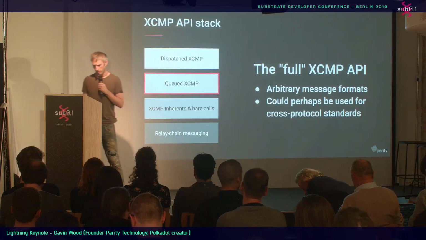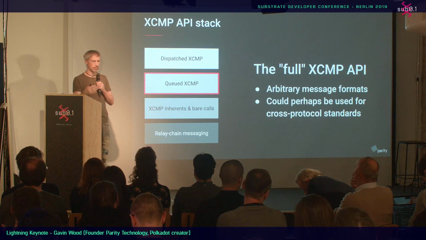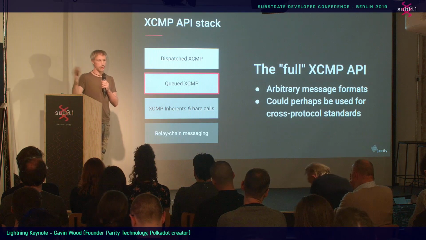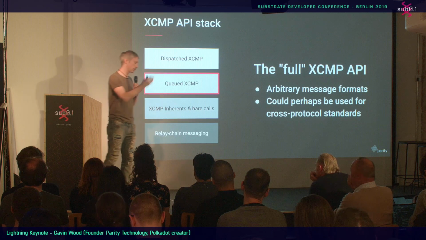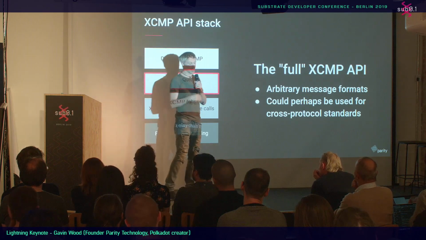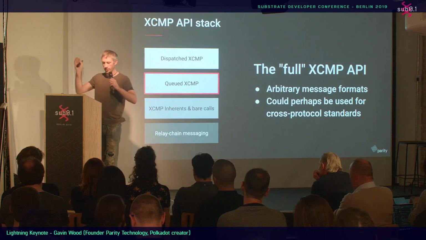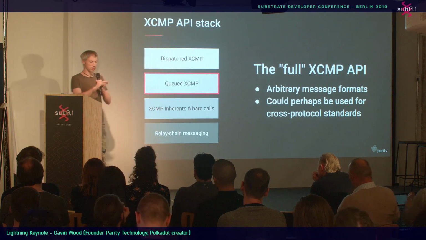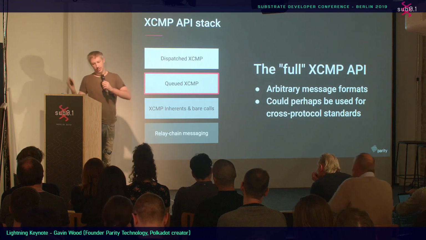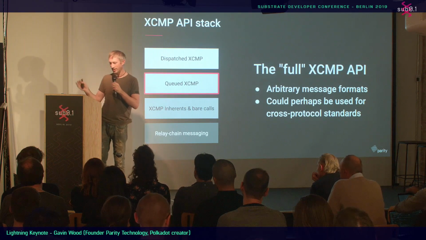Now, as you'll see in the dispatched XCMP, there's one suggestion for what the message format could be. But at this point, it could be anything. Like at this layer in the stack, it could be anything. And it could be different depending on what the channel is. So it might be that you've got a channel between parachain A and B, and they're expecting message format foo, and in the channel that's connecting A and C, they're expecting some entirely different message format bar.